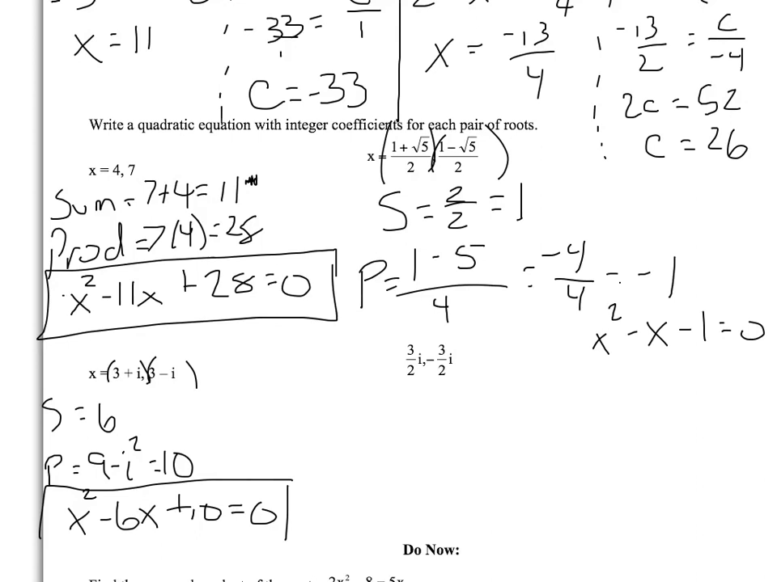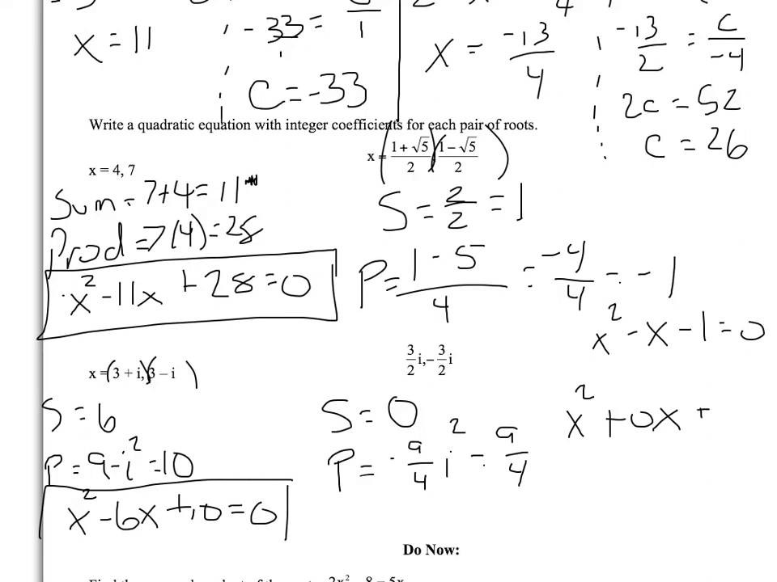And we will finally see in this case when we don't have integers for this last problem here. The sum, add them up. 3 halves i plus negative 3 halves i is 0. Product, multiply them. 3 halves i times negative 3 halves i is negative 9/4 i squared. i squared is a negative 1, so that's just a positive 9/4. So we'll start with an x squared. I don't have a sum, so maybe just plus 0x just to show you. And then keep the sign of the product, so plus 9/4 equals 0. I could write this as x squared plus 9/4 equals 0.